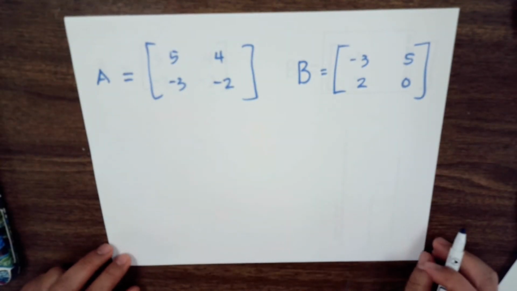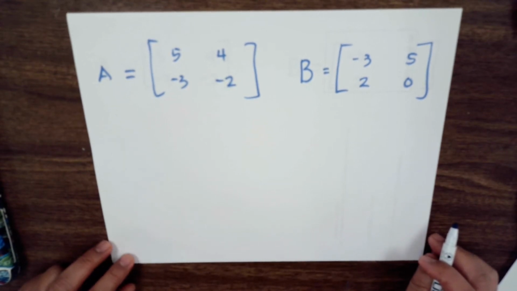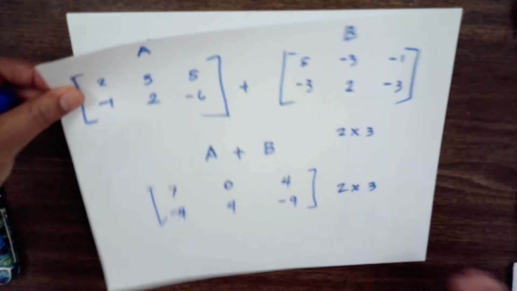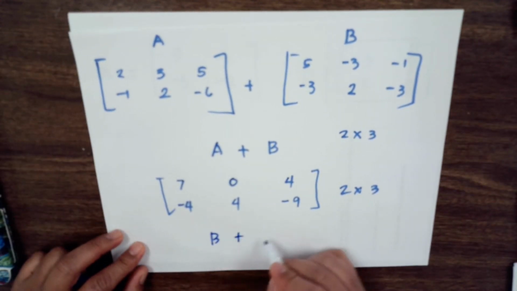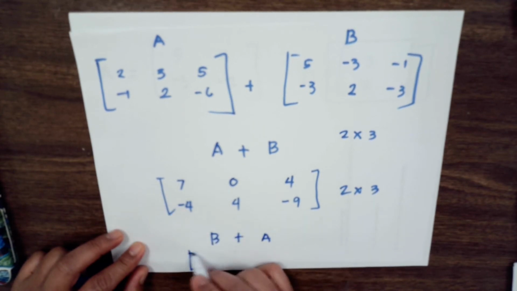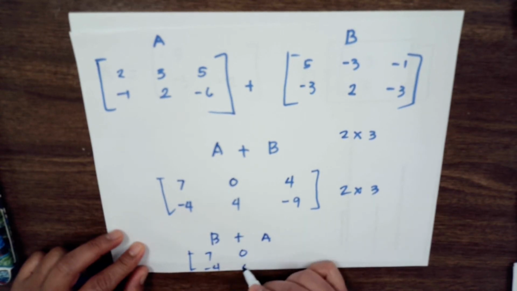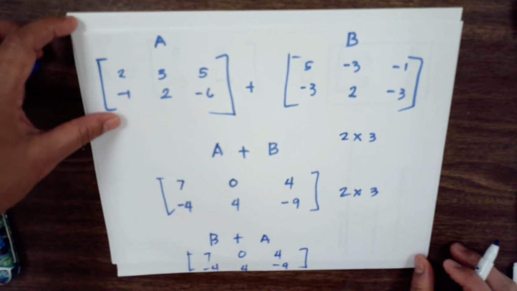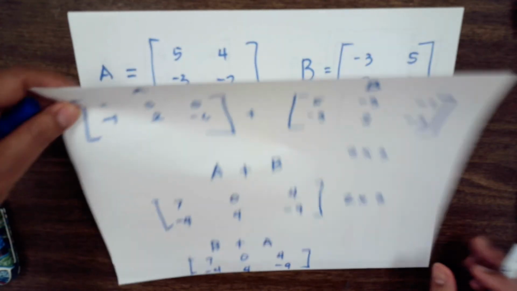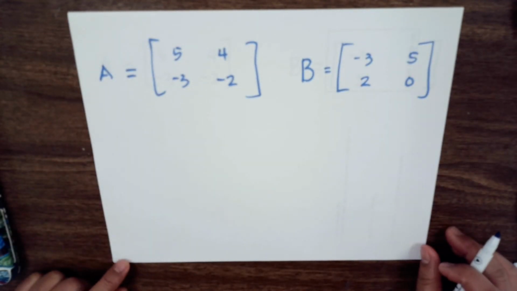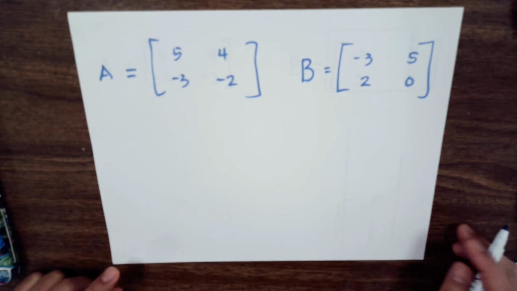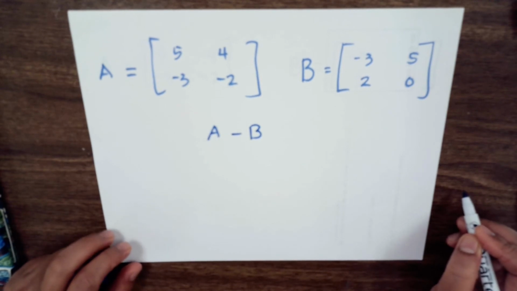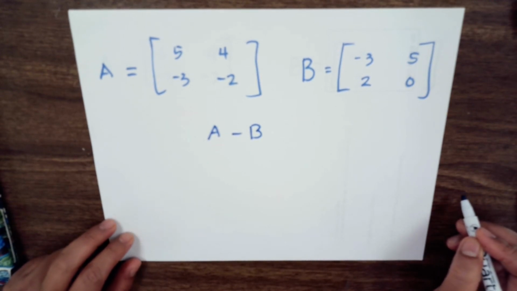Now we will subtract matrices. Now remember, addition is commutative, that is, even if I add B plus A, you will still be getting 7, negative 4, 0, 4, 4, and negative 9. Okay, because addition is commutative. In the case of subtraction, it is not commutative. So it means that if I have A minus B, it will be different when I have B minus A. I'm going to show that to you.